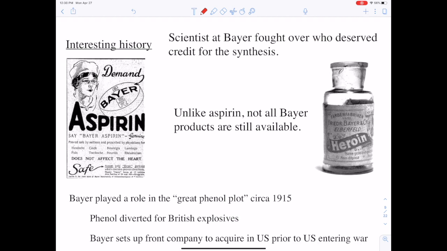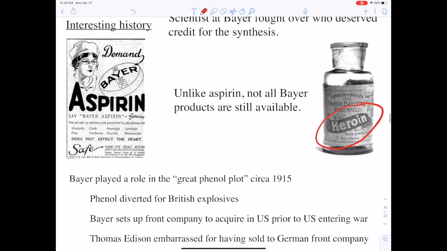There's a lot of history that you can look into. It's kind of interesting. Within Bayer itself, a lot of scientists were fighting over who deserved the credit for the synthesis. And it should be noted, Bayer had a lot of products. Some of them are no longer available at your local pharmacy. Apparently they used heroin. They sold that for children who were teething. They would say to rub that on the gums and it would help.